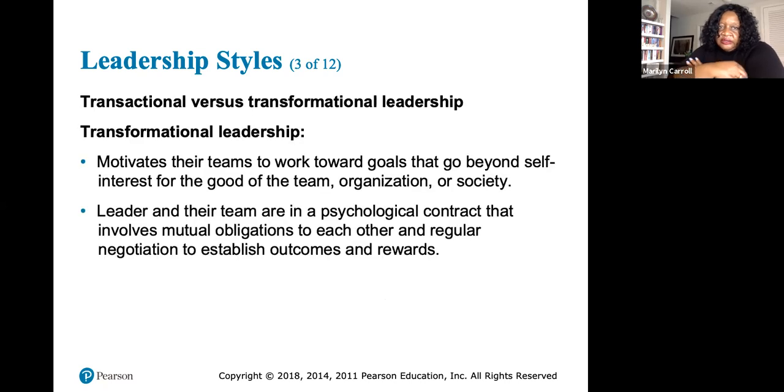Okay. Now, transactional versus transformational leader. Now, a transformational leader is more that senior leader that you see versus a transaction person is more transactional in nature. But transformational leadership motivates the teams to work towards goals that go beyond self-interest for the good of the team, the organization, or society. They also work with their team or lead their team. The leader and their team, excuse me, are in a psychological contract that involves mutual obligations to each other and regular negotiations to see established outcomes and rewards.